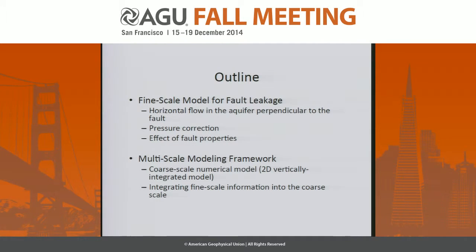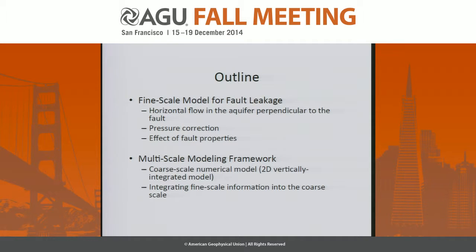So the outline for the rest of my talk is first the fine-scale model for fault leakage. The three components are horizontal flow in the aquifer perpendicular to the fault, pressure correction near the fault, and the effect of fault properties. And then I'll be presenting the multi-scale modeling framework.